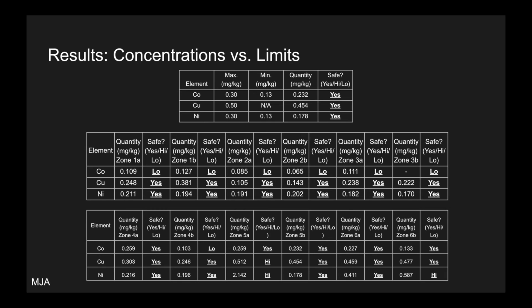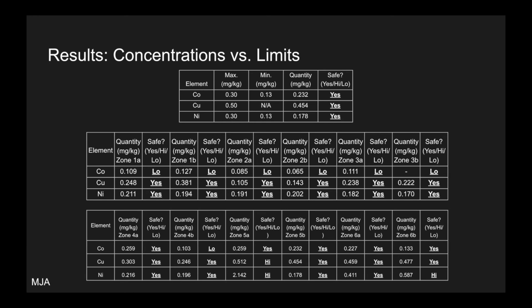The bottommost table saw a higher degree of variation in safety results. The levels in Zone 4A are all within the proper limits. The copper and nickel levels in Zone 4B are within the proper limits, but the cobalt level is below the lower limit. The copper and nickel concentrations in Zone 5A are above their upper limits, and the cobalt level is within the upper and lower limits.